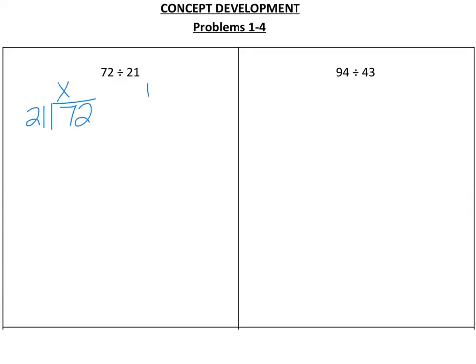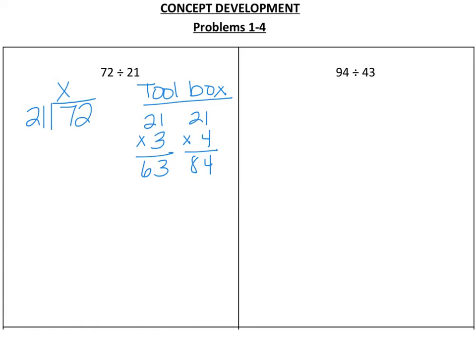So we're going to show some work over here, and we call this our toolbox, because this kind of helps me know my multiplication facts, because I don't know double digits very well. So let's try 21 times, all right, so 21 is close to 20. So 20, 40, 60. So let's try 21 times 3. So 3 times 1 is 3, 3 times 2 is 6, and then let's try 21 times 4, because I need to get as close to 72 without going over. 4 times 1 is 4, 4 times 2 is 8. So 4 is too many, so 3.